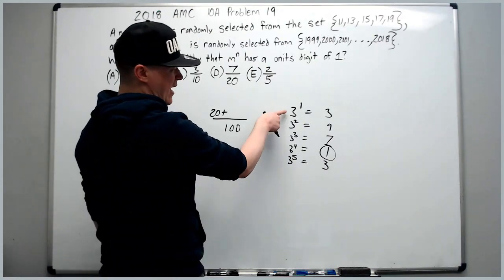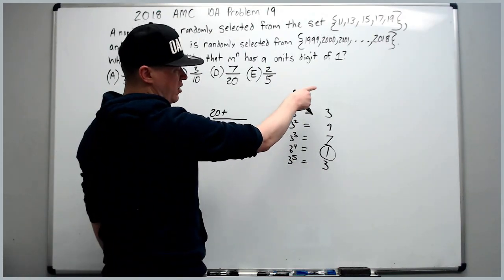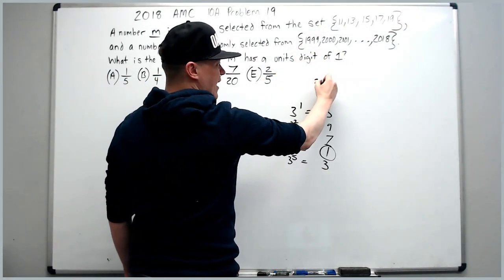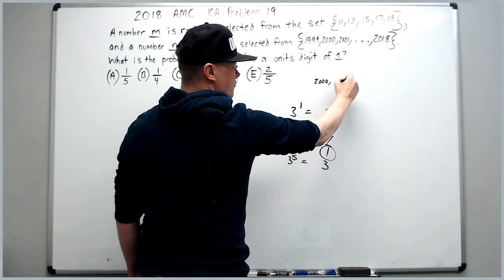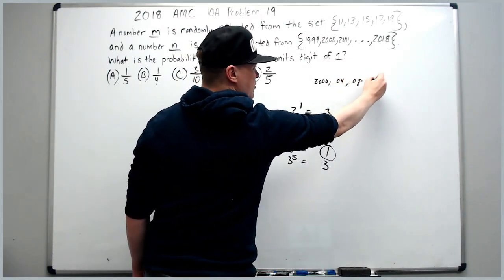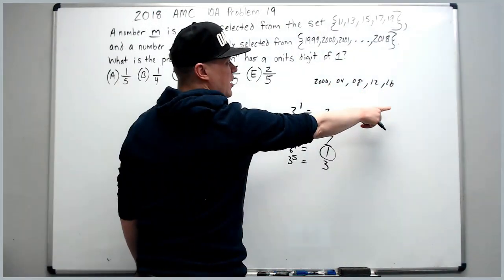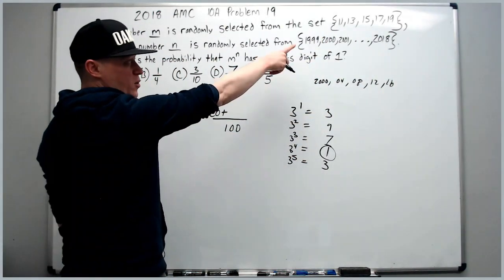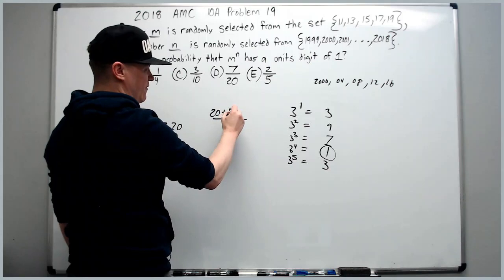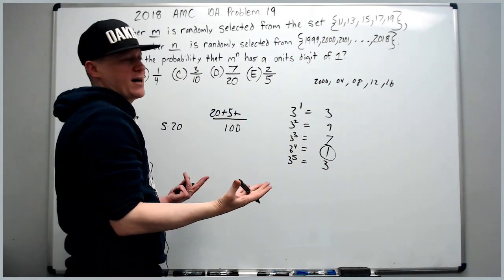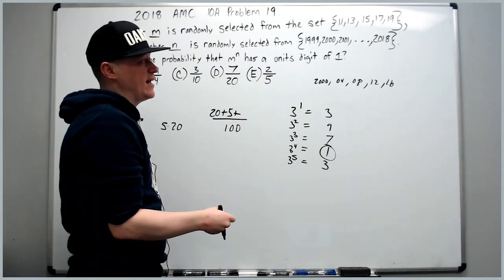So how many multiples of 4 are there in these values, since these are the exponents? You're going to have 2000, 2004, 2008, 2012, and 2016. All 5 of those will give a units digit of 1 for 13. So we add 5. Next you go to 15, and there's none. 5 to any power is never going to end in 1. It's always going to end in 5.